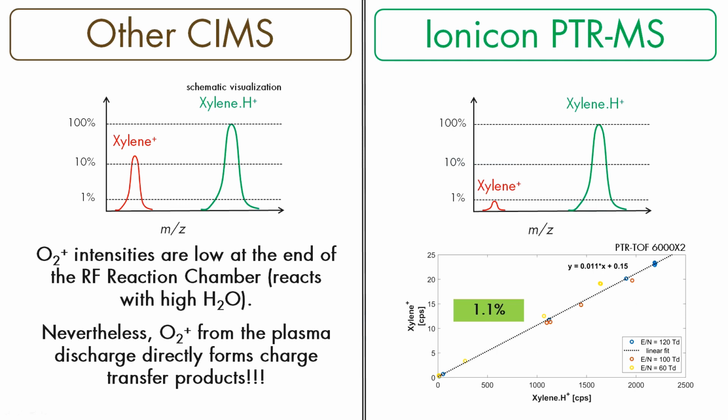This means, although only little O2+ might actually be measured, UCs will anyway undergo parasitic charge transfer reactions in the reaction chamber. To illustrate this, I have prepared two schematics for the other CIMS technique and an IONICON PTR-MS. Where we see only around 1% of charge transfer products, the other technology has significantly more. And of course, in case of an unknown and complex mixture that most of us analyze, this significant side reaction will cause several artifacts, and a proper assignment of compounds will be very difficult.